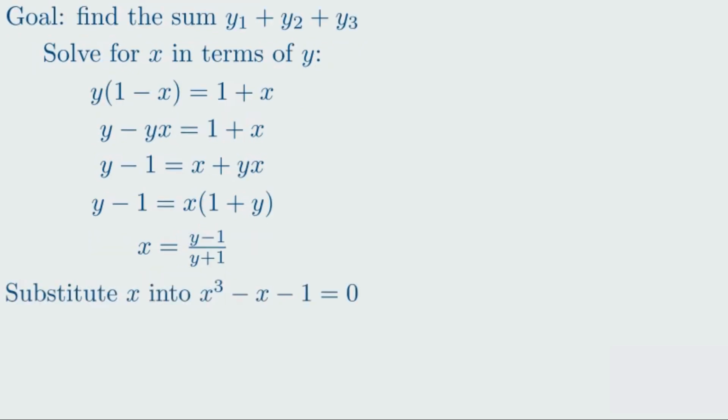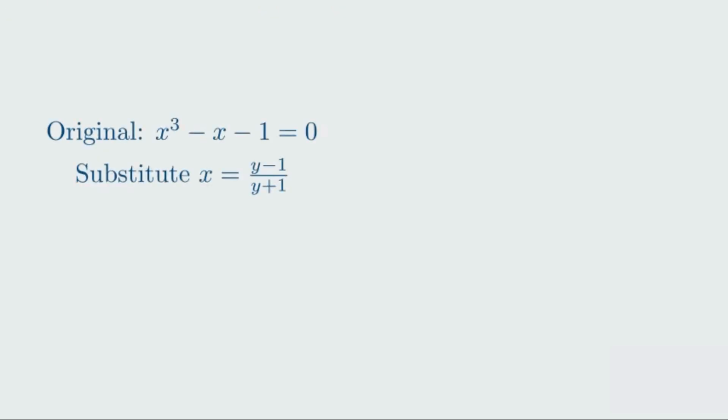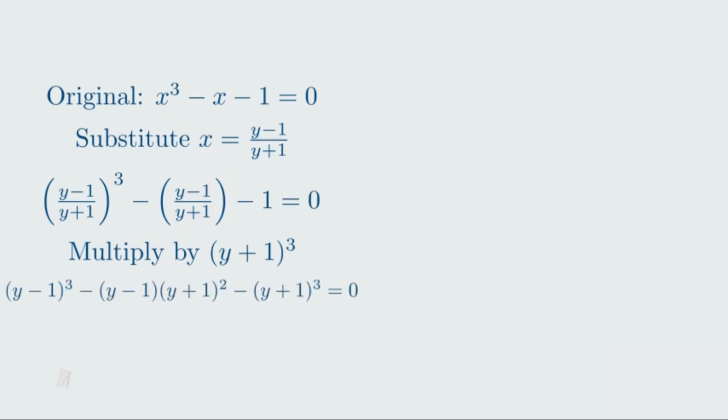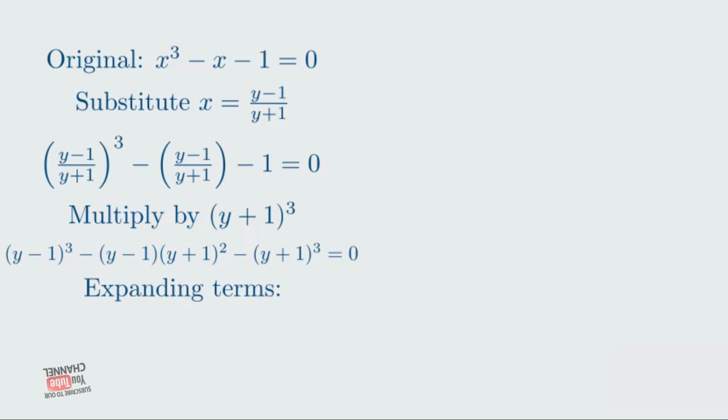Now that we have x in terms of y, we can substitute this back into our original cubic equation for x. Let's substitute x equals (y minus 1) over (y plus 1) into our original cubic equation. This gives us a new equation completely in terms of y. The roots of this new equation will be exactly the three values we want to add up. To clear the denominators, let's multiply the entire equation by (y plus 1) cubed. This results in (y minus 1) cubed minus (y minus 1) times (y plus 1) squared minus (y plus 1) cubed equals 0. Now we need to carefully expand these terms.